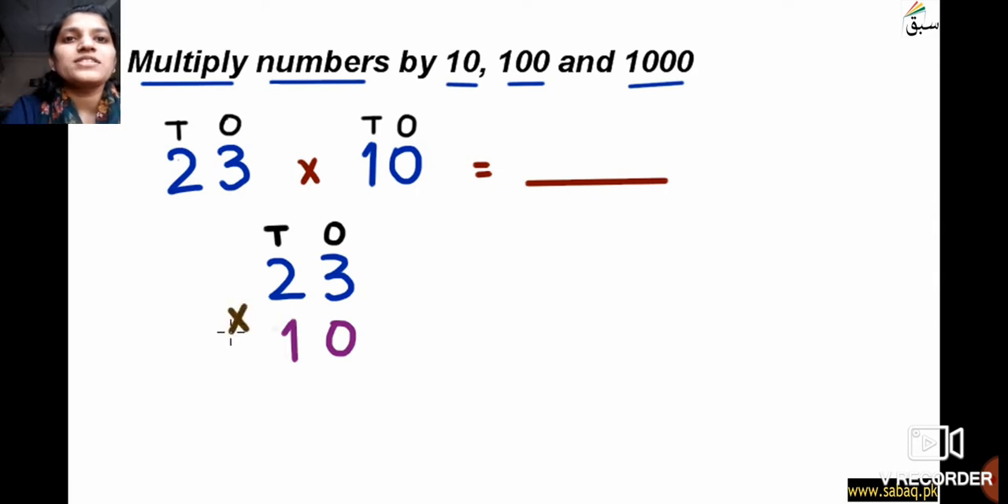Okay, so I am giving the multiplication sign here. Now we are going to multiply. First of all, we have to multiply this 0 by 3 and this 0 by 2. After that, we are going to multiply 1 by 3 and then 1 by 2.